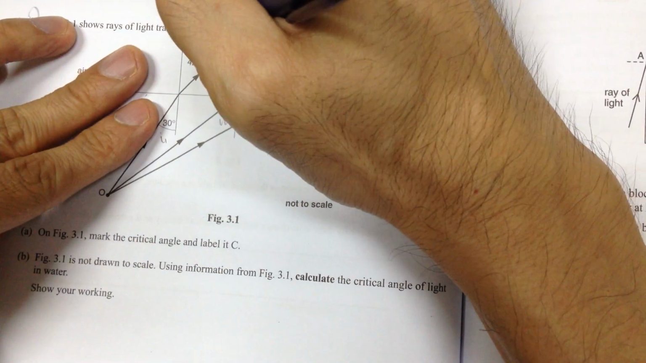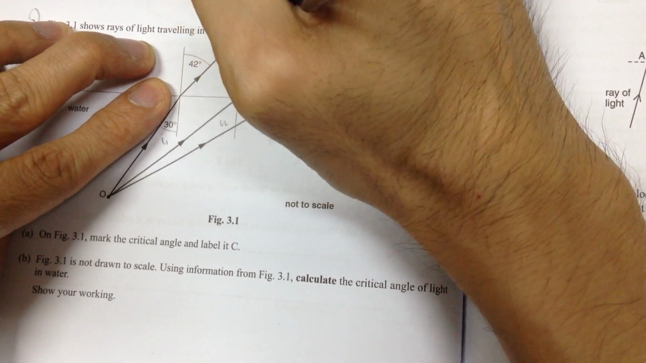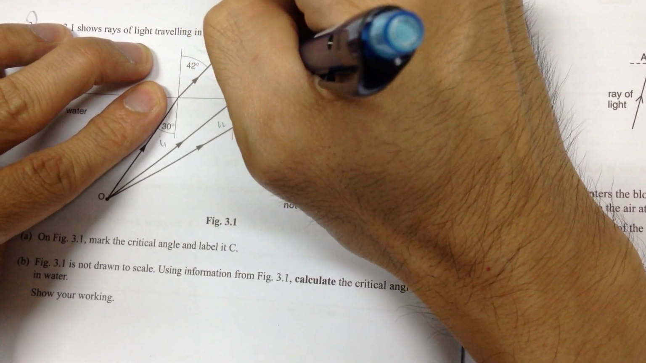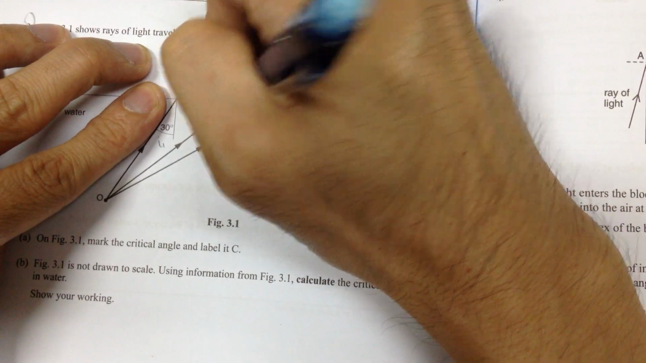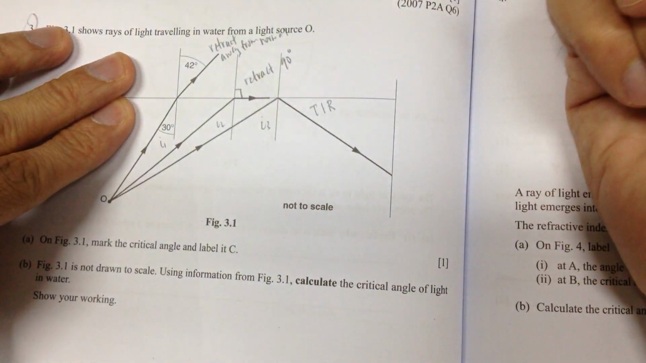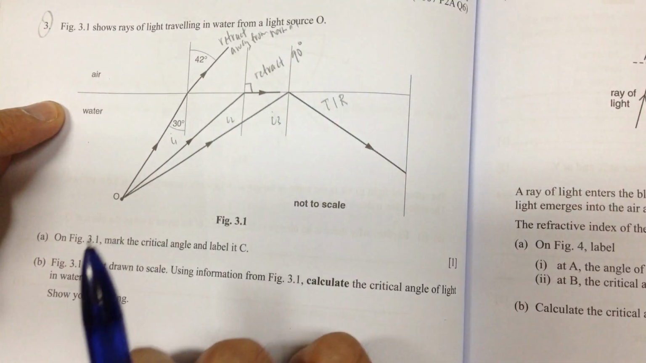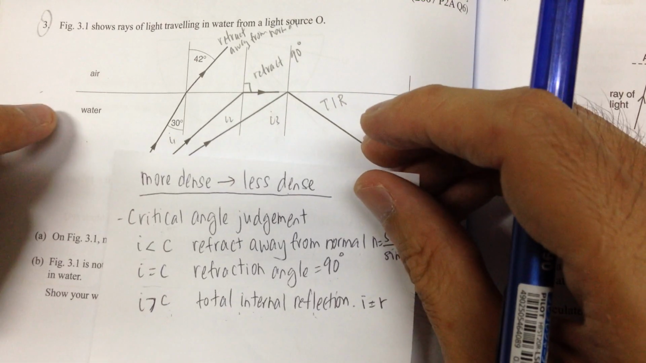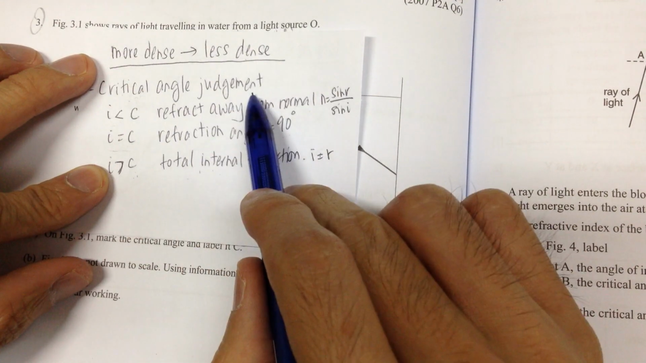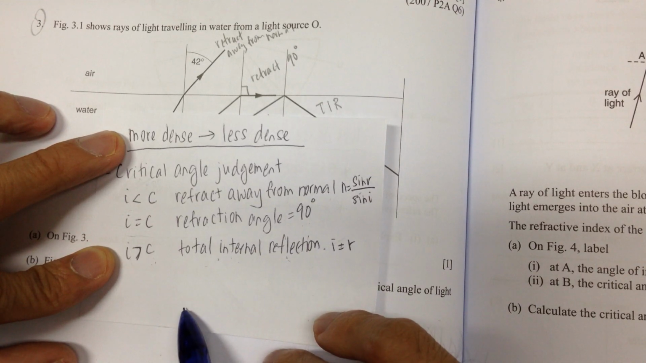The first one refracts away from normal. The second one refracts to 90 degrees, because this is the angle of refraction. And the third one is total internal reflection, because it doesn't come out from the water, but goes back in. Because this is from more dense water to air, these three criteria actually show the three conditions of critical angle.